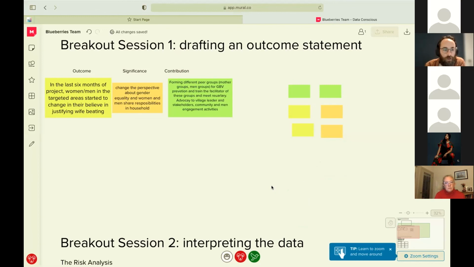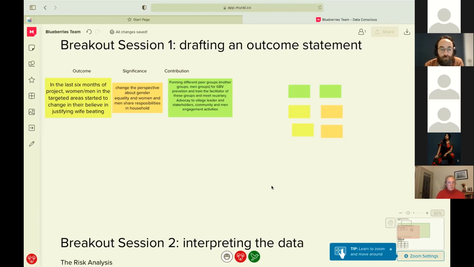And the significance is that we can see the change in perspective on gender equality, and we can see that women and men are sharing responsibility in the household. That came from the groups that we formed in the community as part of our program implementation to bring about this outcome change, such as the peer group, mother group, and men's group. We trained them, and then they share gender equality and women's rights with other people peer-to-peer in the community.